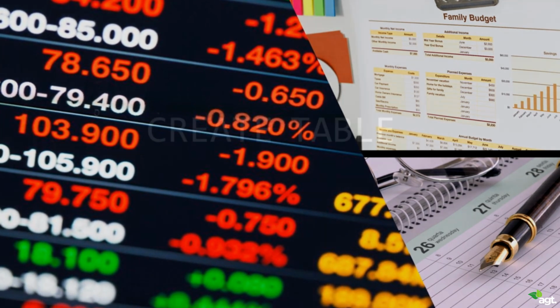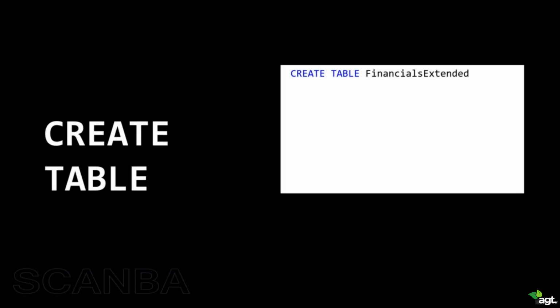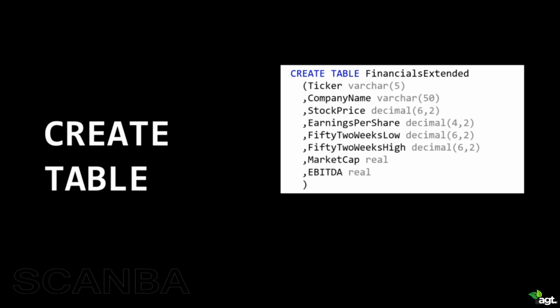We use the create table command to define a table. The create table command includes the name of a table. In this case, the name is Financials Extended. Next is a list of column names, such as ticker, followed by a data type. Tables typically have multiple columns. Each column is used to store one piece of data, and each column has a data type.